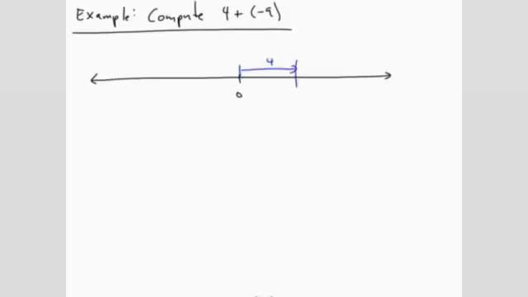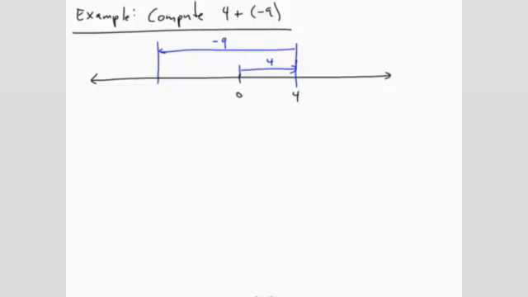Example, compute 4 plus negative 9. Again, we'll sketch out the number line. We move 4 spaces to the right, and then 9 to the left. Once again, your intuition should tell you about this movement. It should tell you that you should end up to the left of 0 because there's more steps to the left than to the right. So the final answer will be negative.